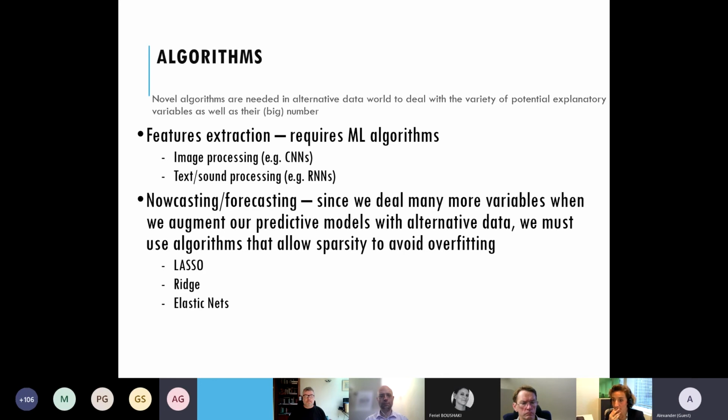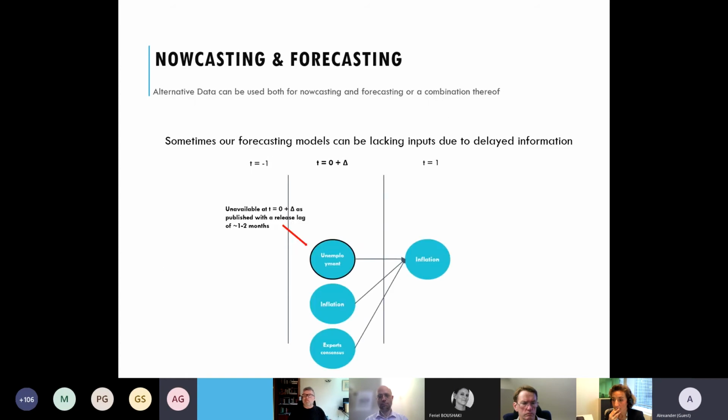You cannot select, especially if your history is very short, 100 variables to explain a monthly time series of 10 years. So you have to use some algorithms that ensure sparsity. So this is the novelty in the big data world. I want to run quickly through an example.